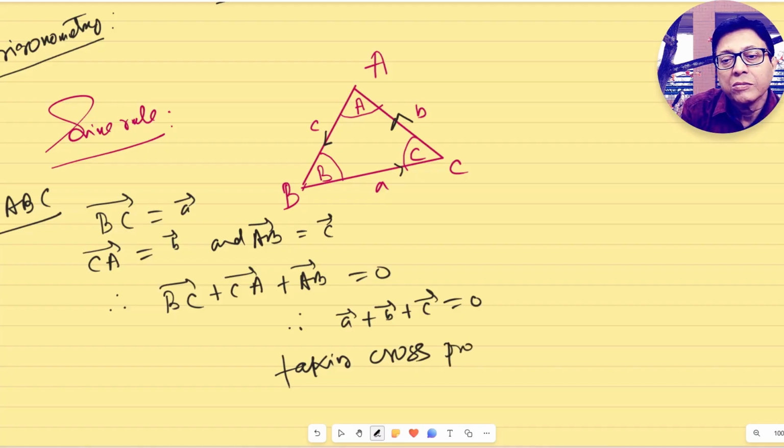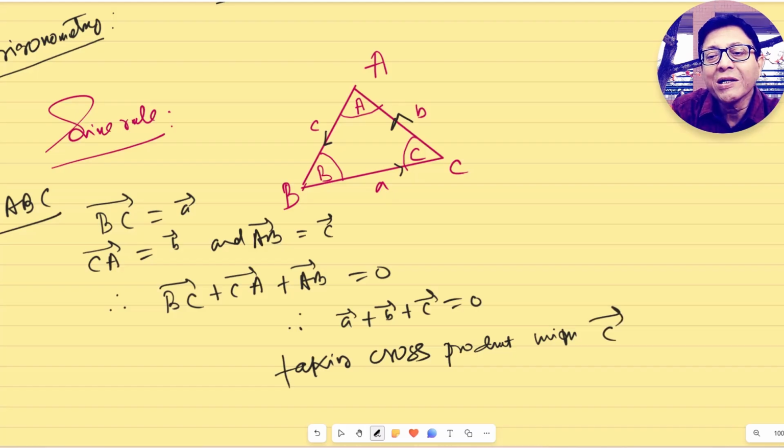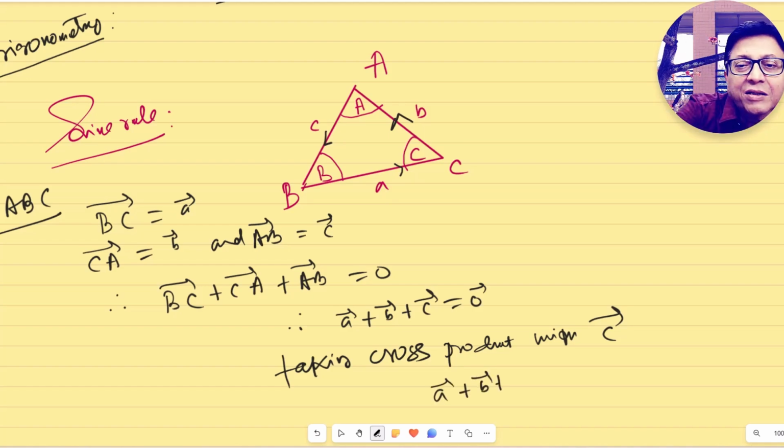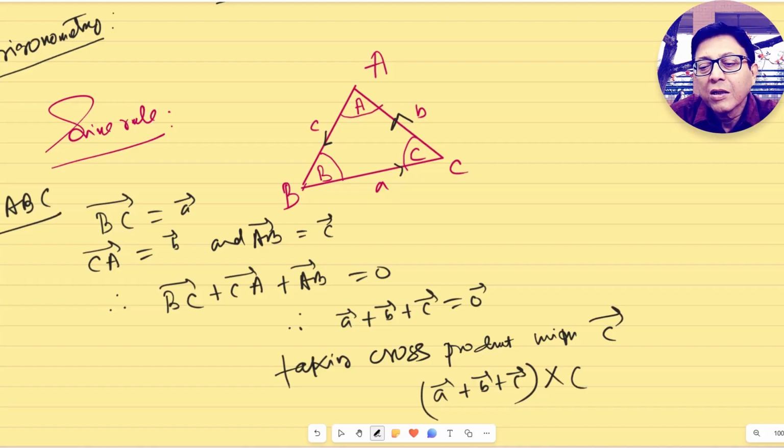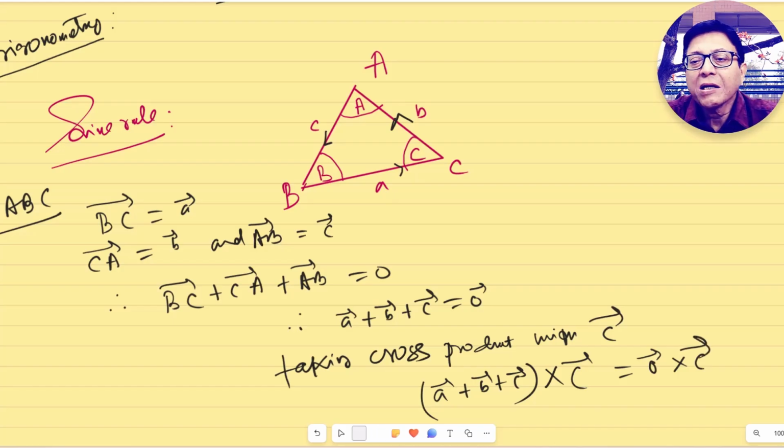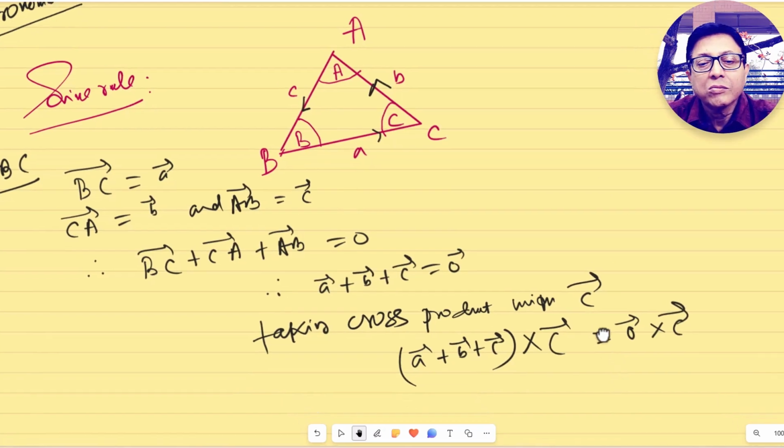Therefore, BC plus CA plus AB equal to 0 because they are forming closing sides. I mean, they start from B and terminate at B, so the sum is 0. Therefore, A plus B plus C equal to 0.